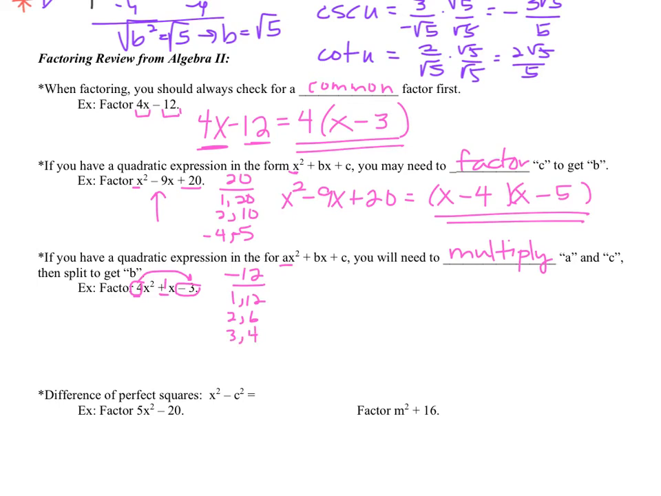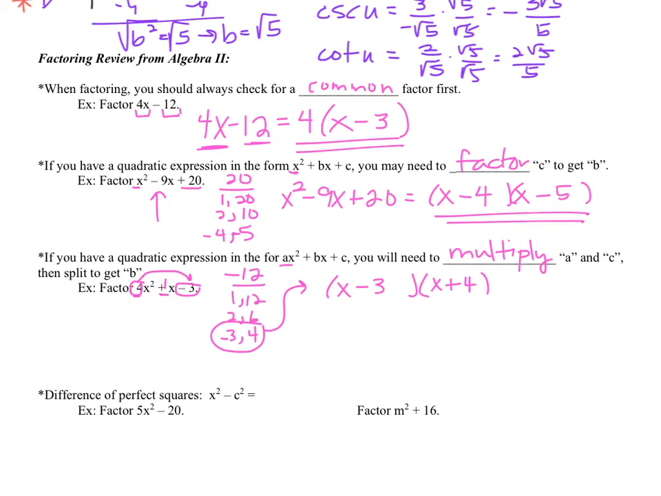Now, one of those numbers will have to be negative to get negative 12 when you multiply. Which pair would work so that when you add them, you also get positive 1? If you think negative 3 and positive 4, you're in great shape. Once you know this pair, go ahead and set up your two parentheses: x minus 3 and x plus 4.